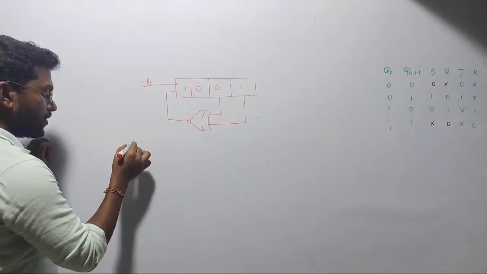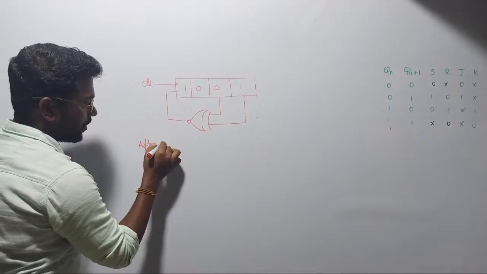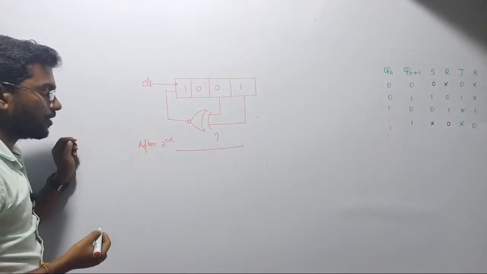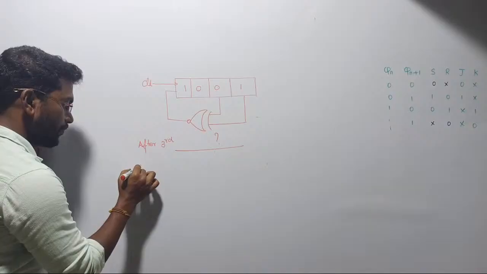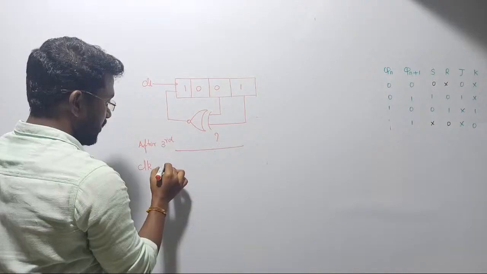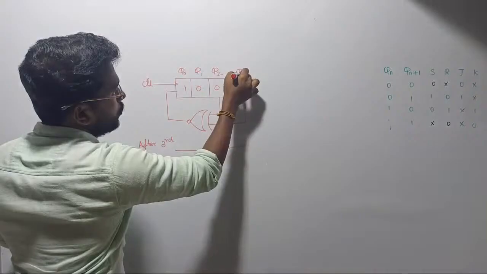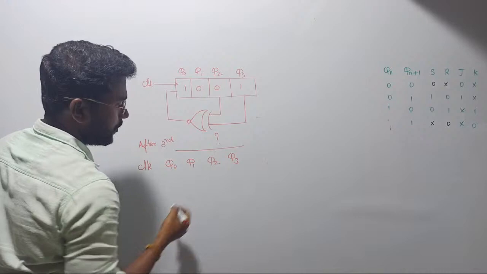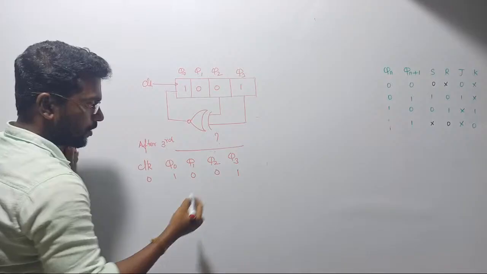Now the question is, find out after the application of the third clock pulse, what will be the state of the circuit? State of the circuit is what? After the application of the third clock pulse, what is the state of the circuit, right? Let us consider the clock first and then the initial states. Let me name them Q0, Q1, Q2, Q3, right? Initially, without applying the clock pulse, the bits already available are 1001.